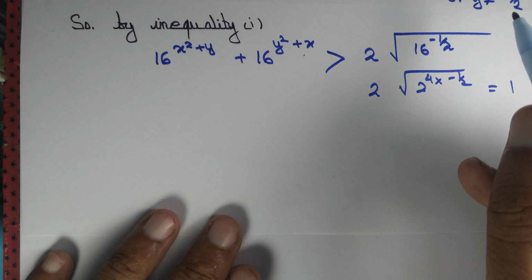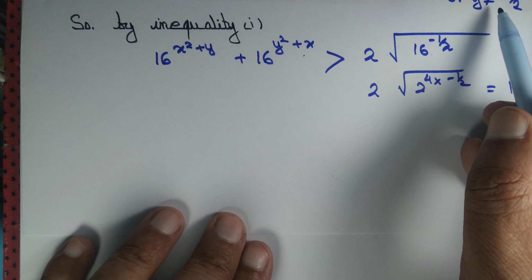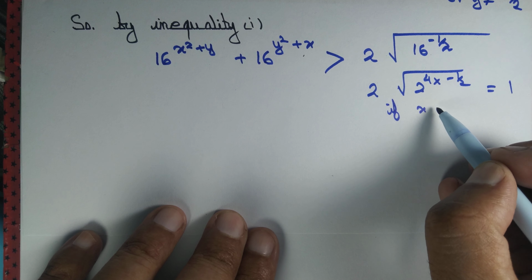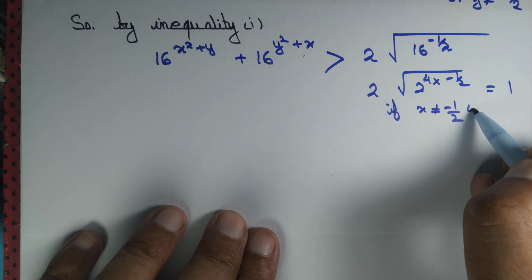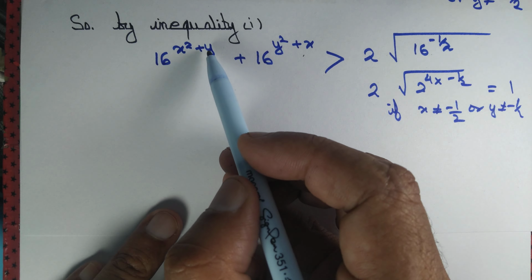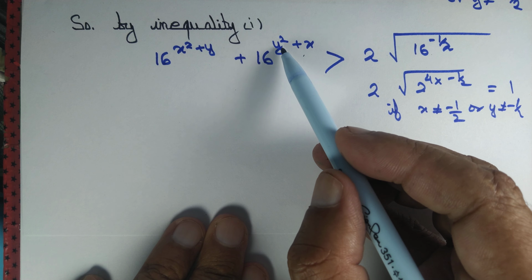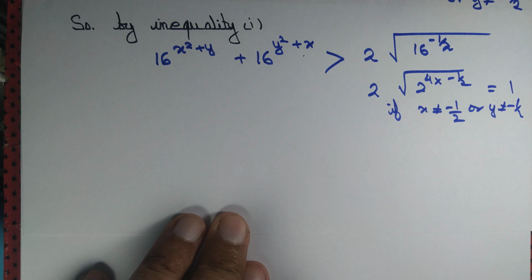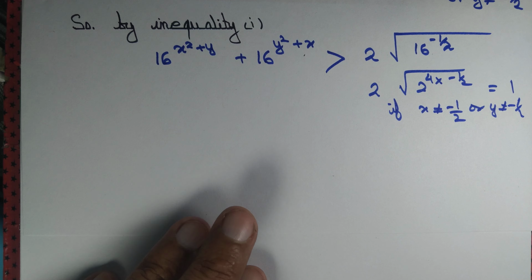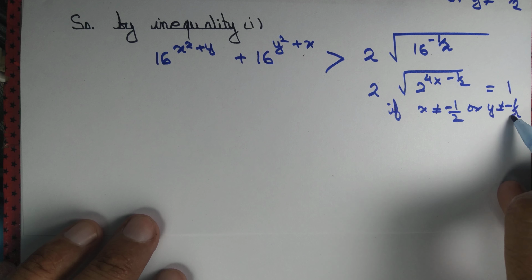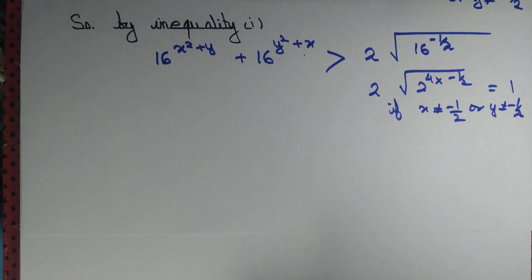So we see that if x is different from minus half or y is different from minus half, 16 to the power x square plus y plus 16 to the power y square plus x will not turn out to be equal to 1. In fact, it will turn out to be greater than 1. What if x equals minus half and y equals minus half?